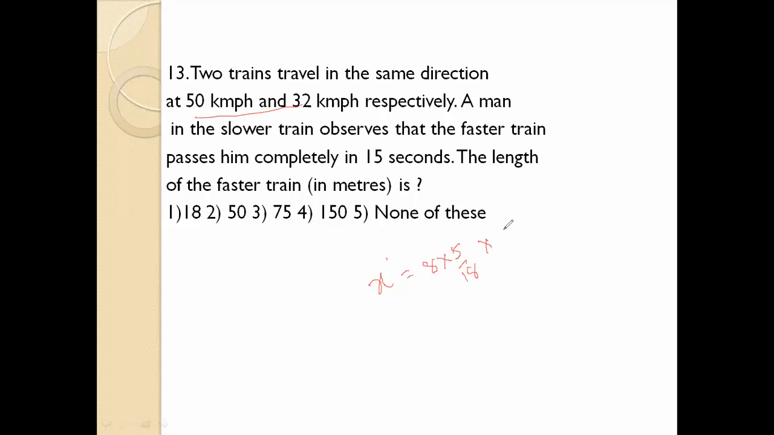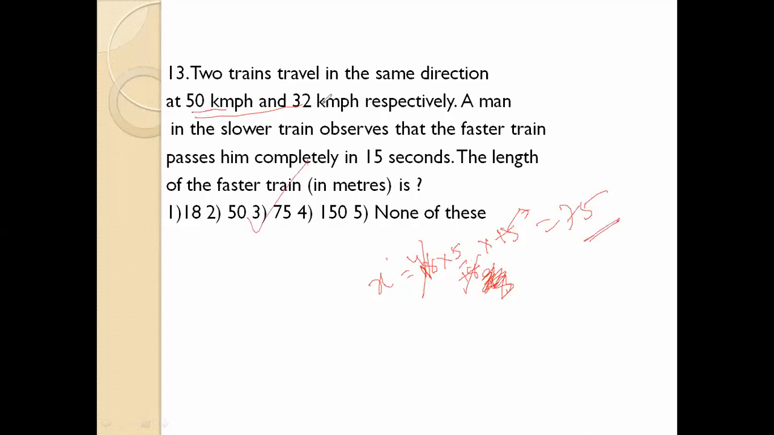Into this time, 15. Here it is 18 kilometers. 50 minus 32 is 18. So 18, 18 get cancelled. So 15 5s are 75 meters. So option number 3 is the right answer.